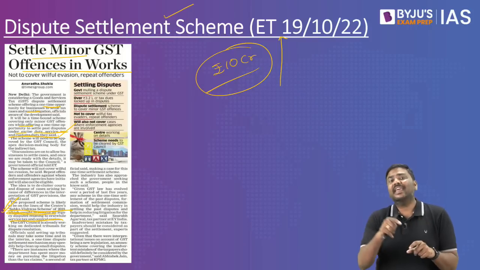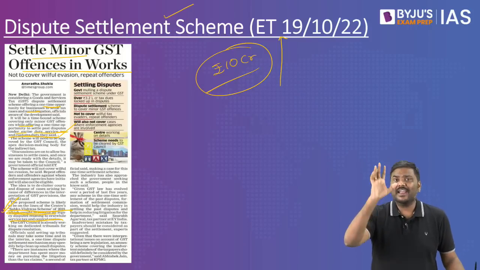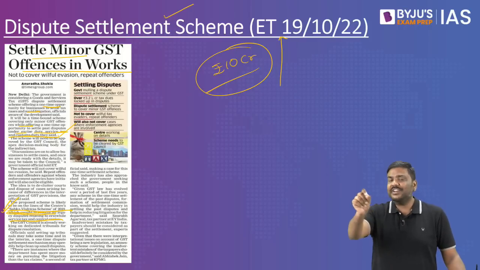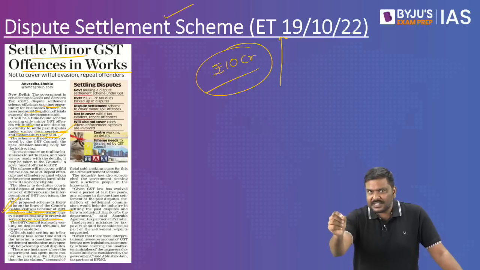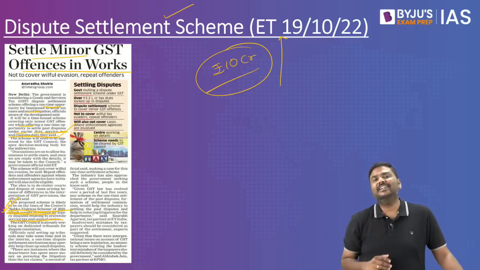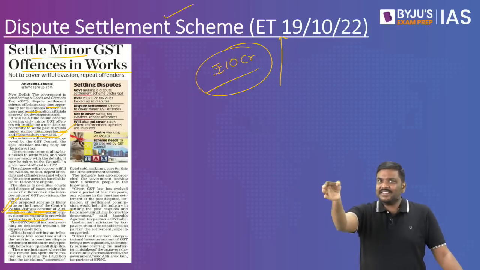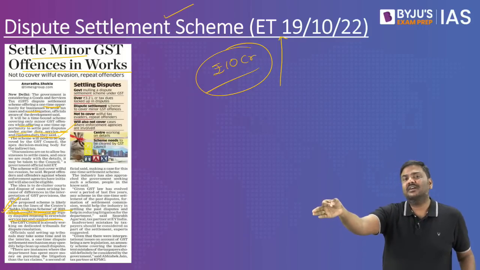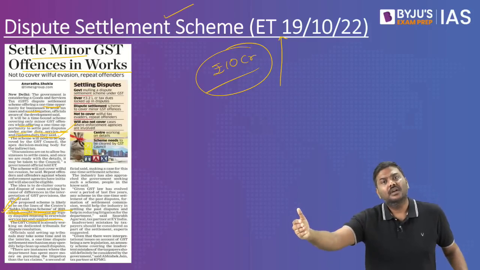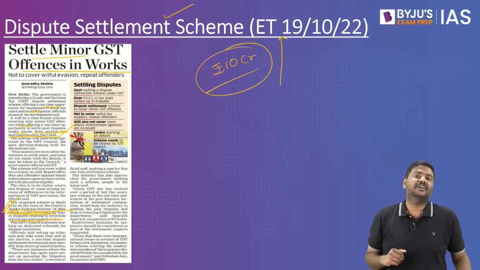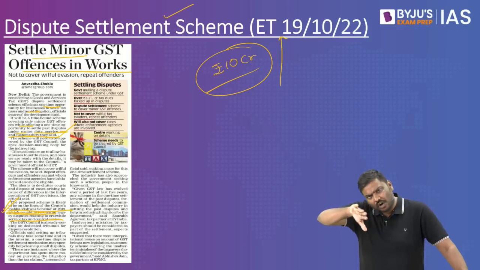It will not involve cases where the taxpayer has willingly evaded taxes. There is a case of tax evasion. Such cases will not be considered here. A person or a company is a repeat offender. Such cases will not be considered here. Against a company or against a taxpayer, the investigating agency has already initiated process. Such cases will not be considered here. So these are some of the cases or some of the disputes that will not be covered.